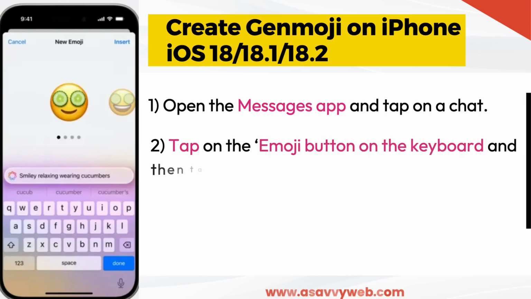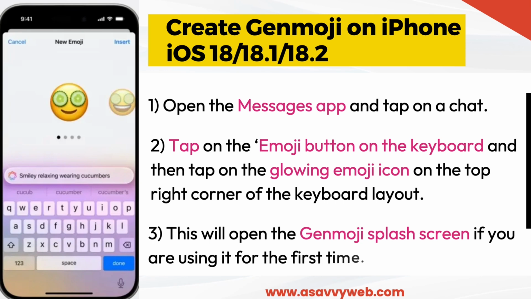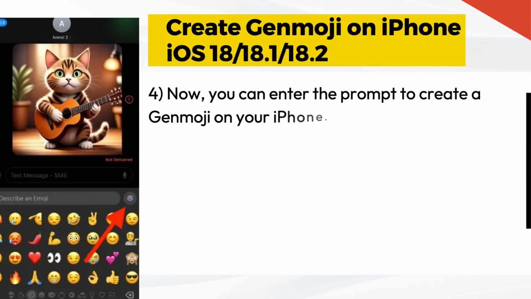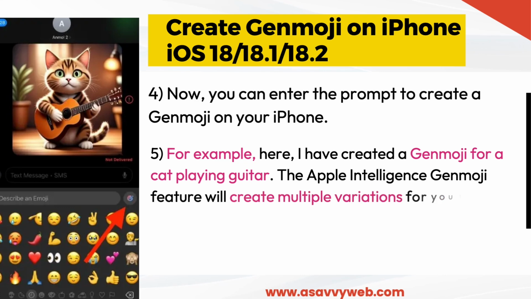Tap on the emoji button on the keyboard and then tap on the glowing emoji icon on the top right corner of the keyboard layout. This will open the Genmoji splash screen if you are using it for the first time. Now, you can enter the prompt to create a Genmoji on your iPhone. For example, here, I have created a Genmoji for a cat playing guitar.